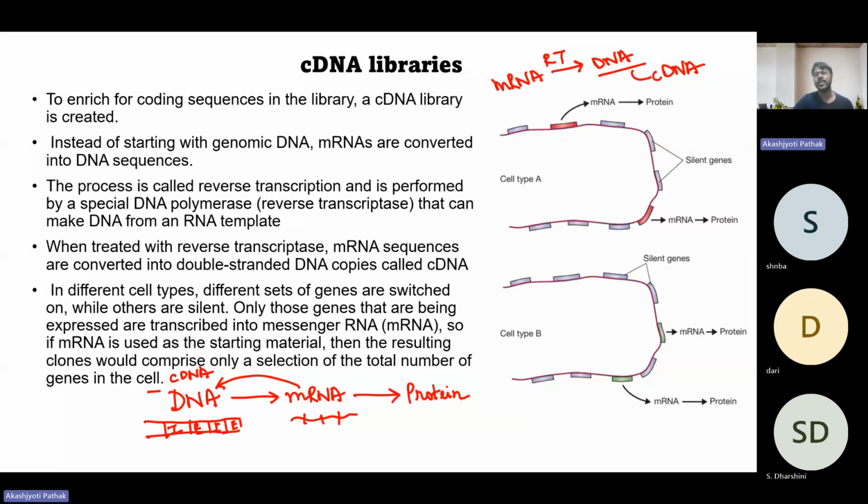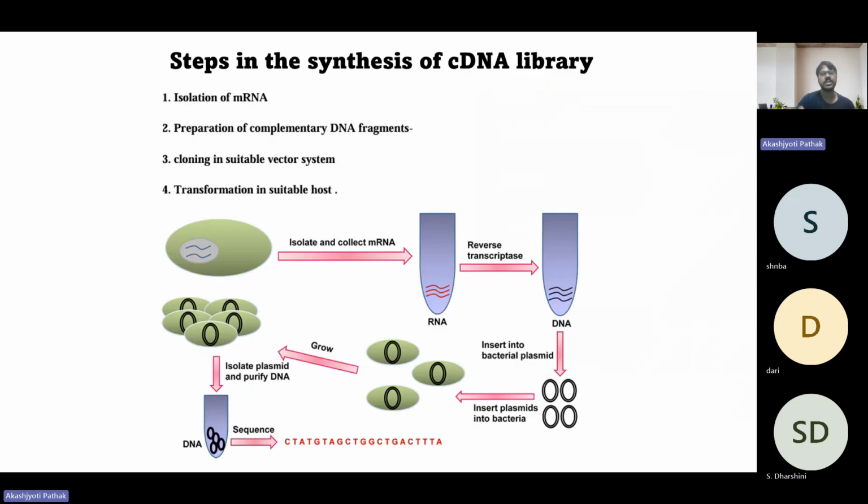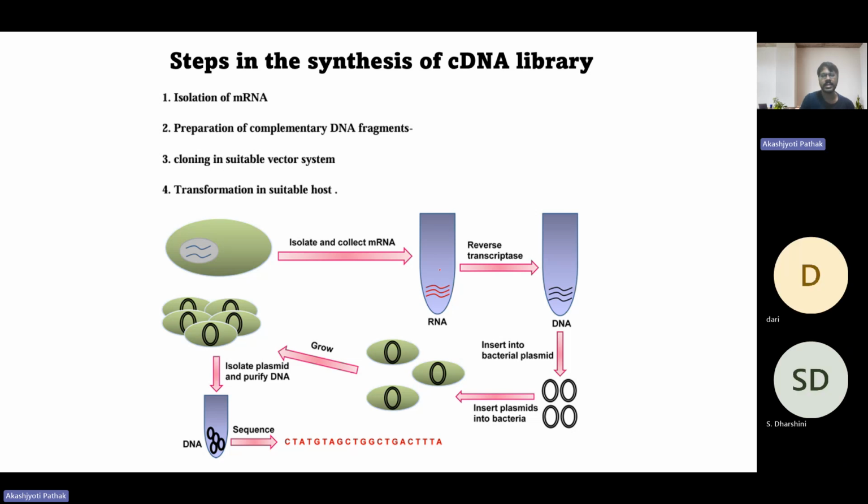The starting point will be isolation of mRNA. If you have to generate a cDNA, the main starting material required is isolation of mRNA. So the first step is isolation of mRNA. Your cell will have different types of RNA: mRNA, rRNA, tRNA, right? So first you have to isolate the mRNA, and then, once you isolate the mRNA, you can add reverse transcriptase enzyme.